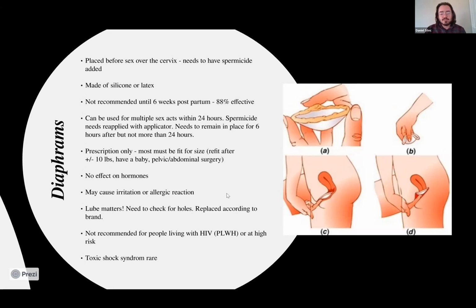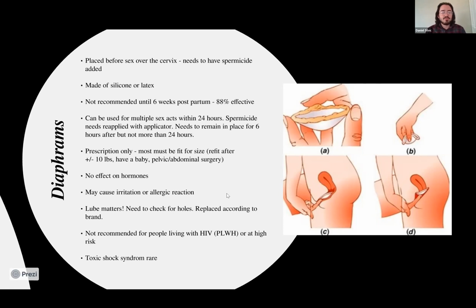So these are not, similarly to the sponge, recommended until at least 6 weeks postpartum because of the changes in the body, and they are about 88% effective with typical use. These also can be used for multiple sex acts within 24 hours, but the spermicide does need to be reapplied with an applicator, something that looks about like this, filled with spermicide that can be inserted while the diaphragm still stays in place. It also needs to stay in place for 6 hours after, but not more than 24 hours because of some of the pressure and of course risk for infection as well.